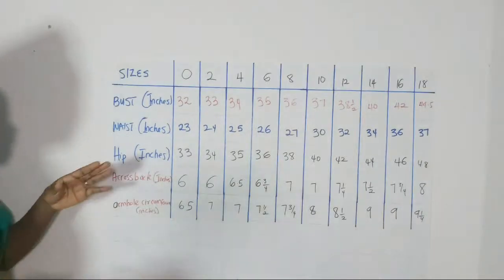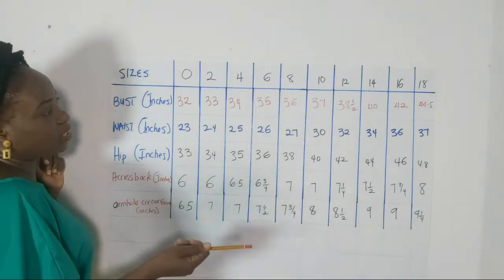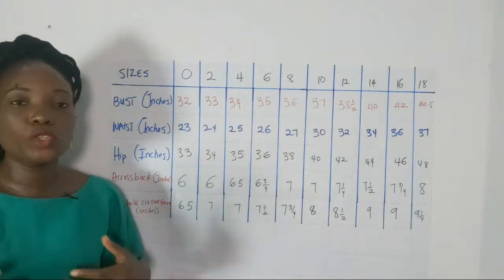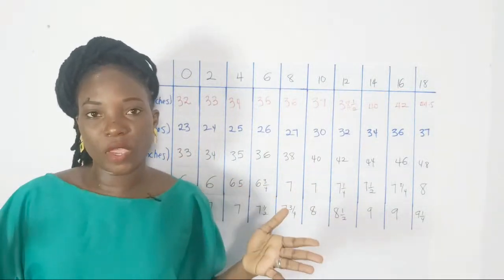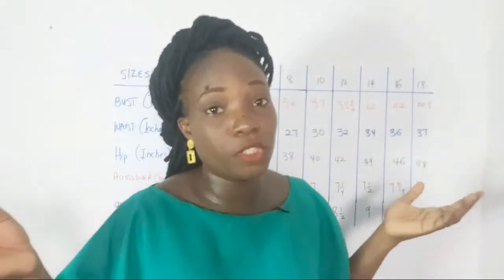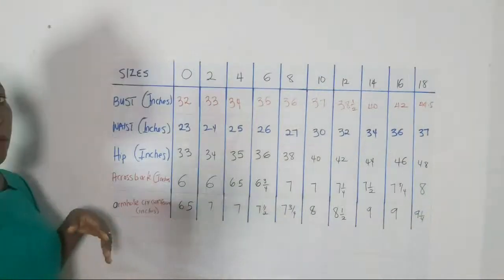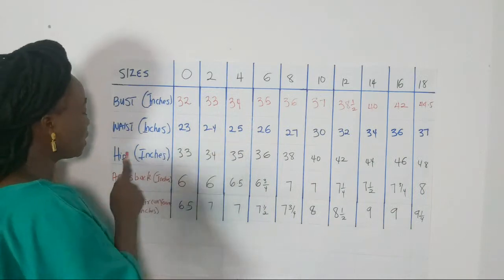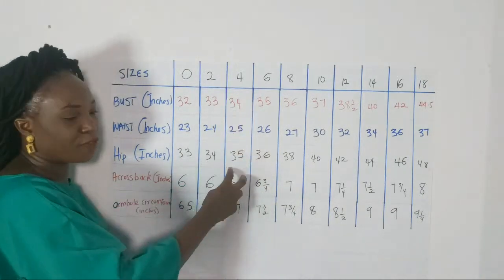For instance, this is my own sample size chart. If I'm producing in large quantity, or I'm doing ready to wear, and I want to produce a top like what I'm wearing right now, for size 4, I'll be working with bust 34 inches, waist 25 inches, and hip 35. This is for size 4.